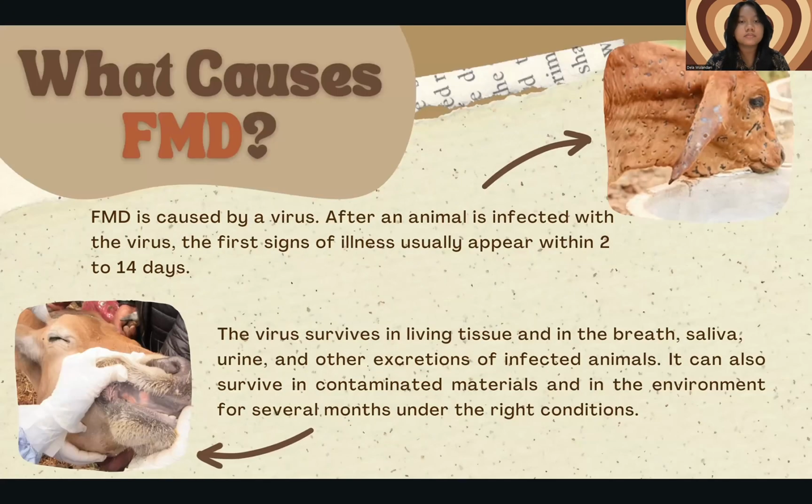Next, what causes FMD? FMD is caused by a virus. After an animal is infected with the virus, the first signs of illness usually appear within 2 to 14 days. The virus survives in living tissue and in the breath, saliva, urine, and other excretions of infected animals. It can also survive in contaminated materials and in the environment for several months under the right conditions.